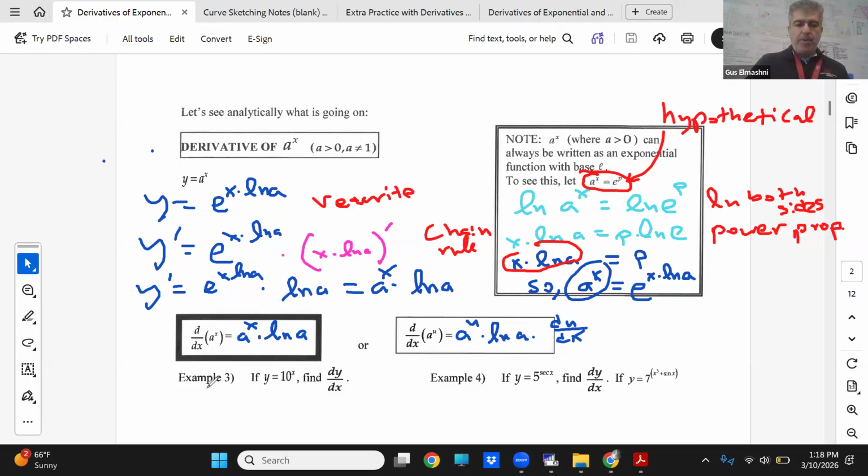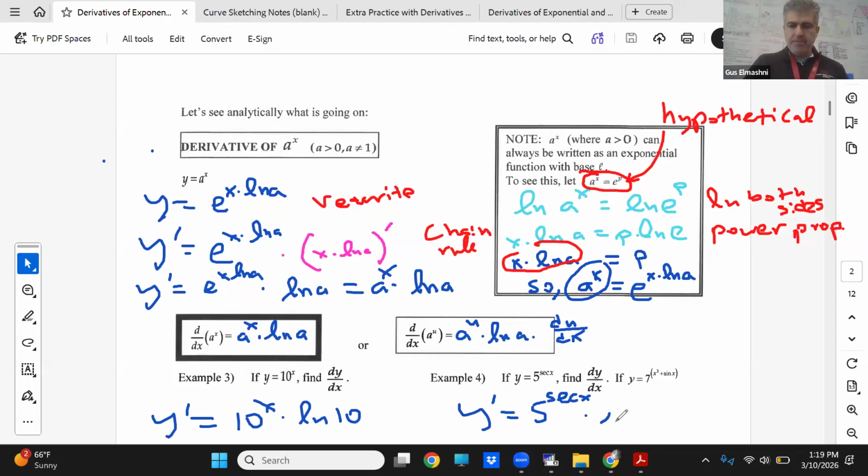So for example 3, it's pretty straightforward now. That's going to be 10 to the x times what? 10. Done. That's it. Let's look at 4. There'll be 5 to the secant x times what? Natural log of 5 times what? Yeah, secant x tan x. Yeah, there you go. Because that's chain rule.